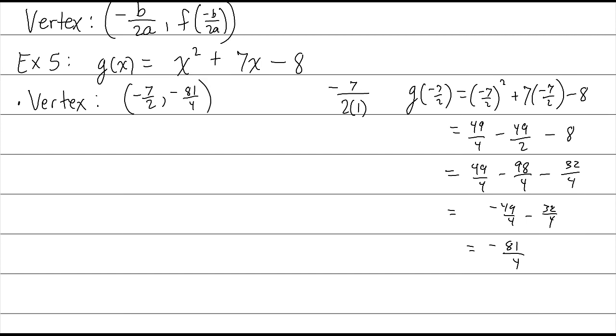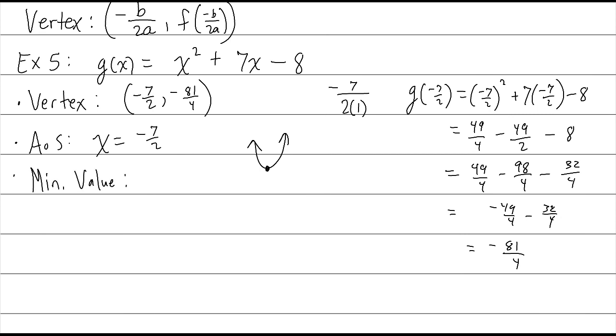All right, so that was the hardest part, finding that. I think that's right, but you might want to double check me. So that's my vertex. My axis of symmetry then is x equals negative 7 over 2. Min or max value? Well, a is the understood 1 in the front. It's positive, which means my graph will open up, making that bottom point the minimum value.